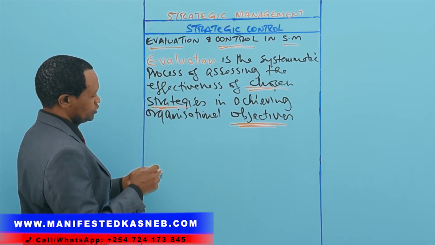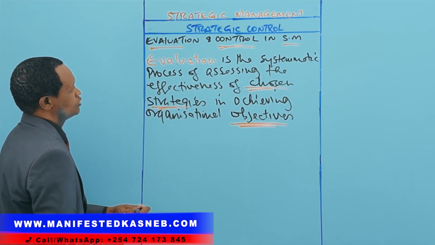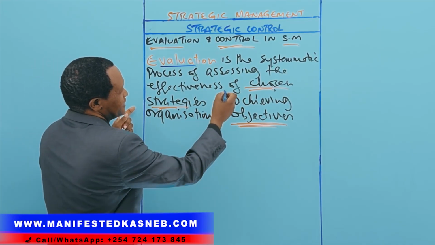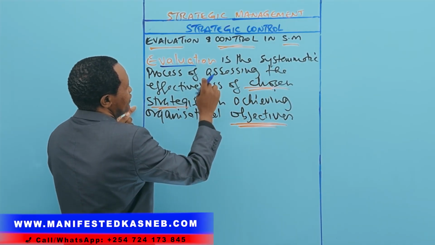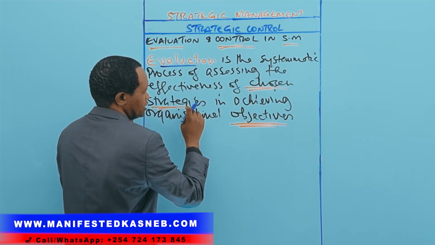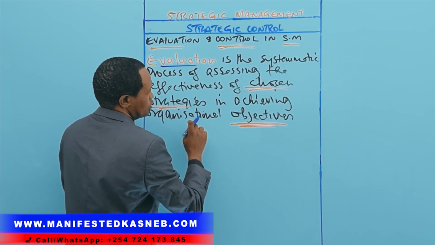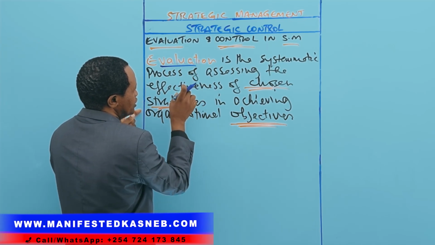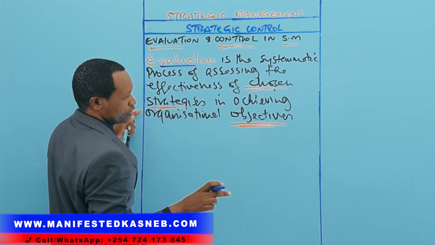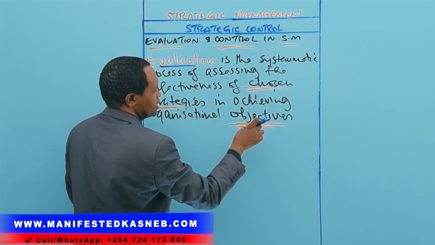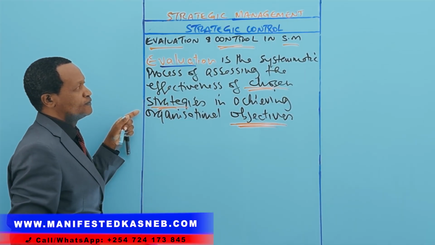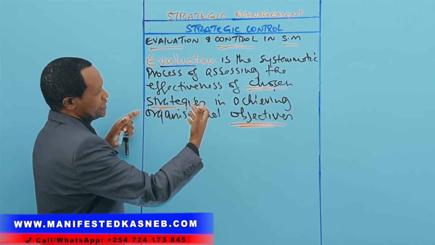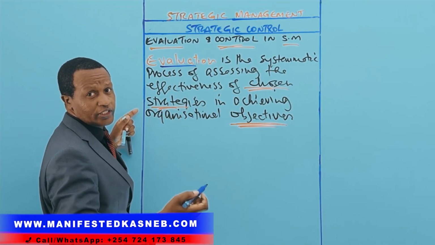So evaluation is a process of assessing the effectiveness of the chosen strategies in achieving organizational objectives. You have to evaluate these chosen strategies to find out if they are achieving the objectives that you put in place. So the process of systematically assessing the effectiveness of the chosen strategies is what we are referring to as evaluation.